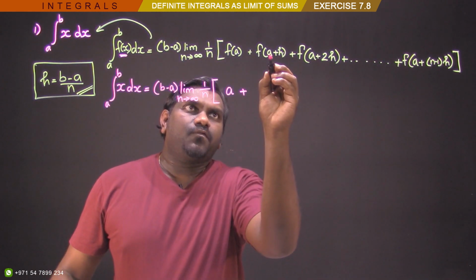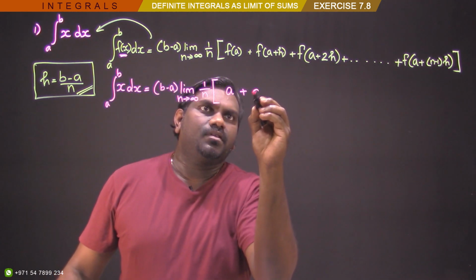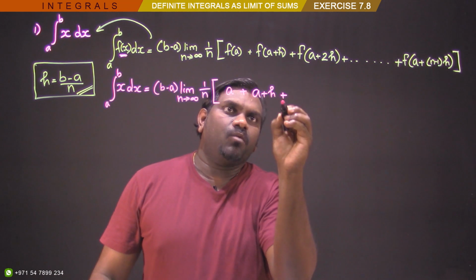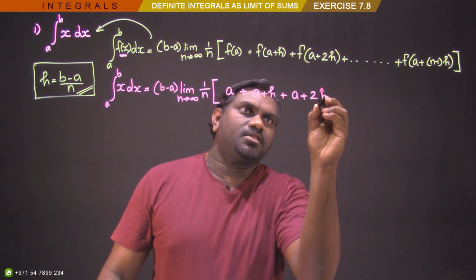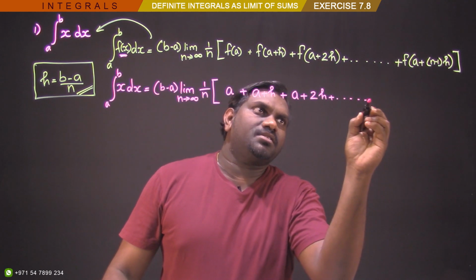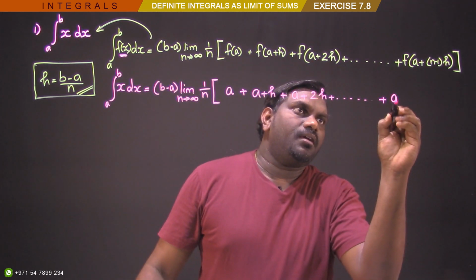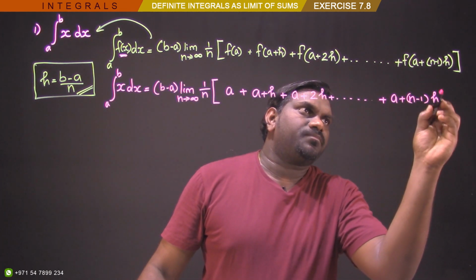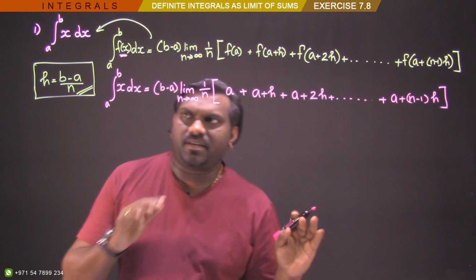Plus f of a plus h, that is f(x) with x as a plus h. Okay dear, then you have the next one, the same thing itself. And as you can see, it goes on till which term? a plus n minus 1 h. Fine. I think this is almost clear.